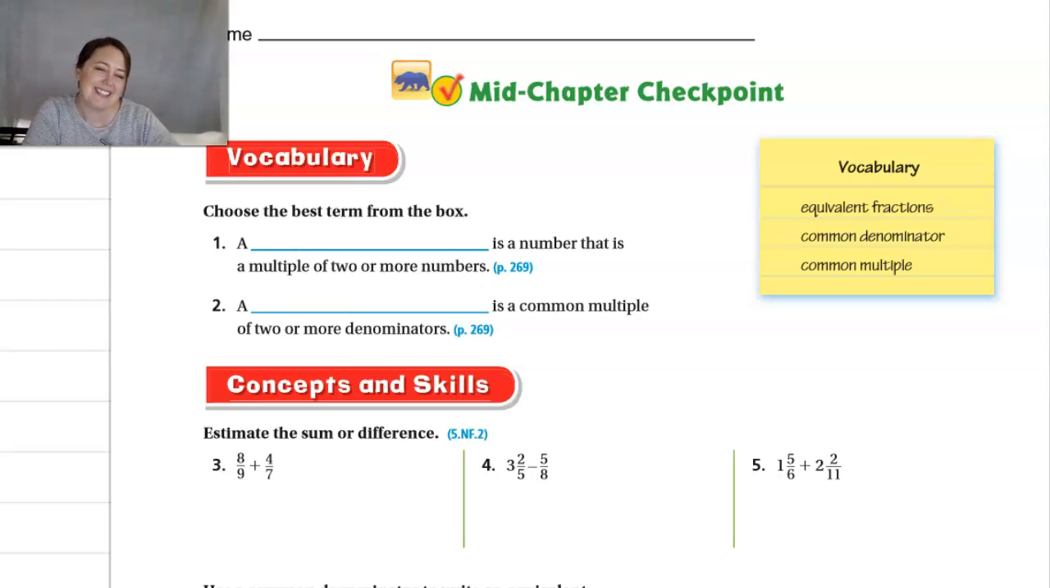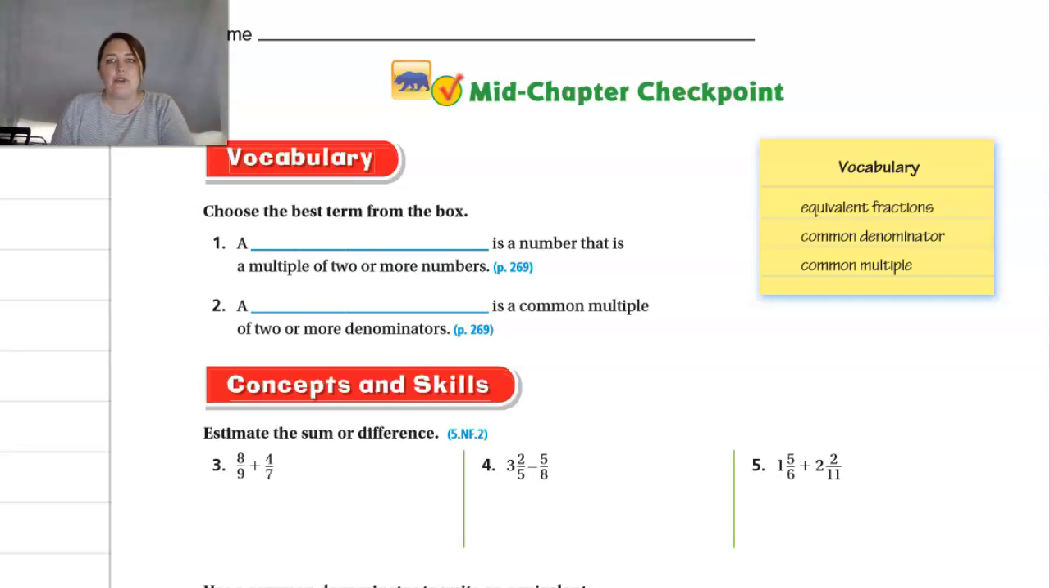Hello, my fifth graders. All right, today we're going to be working on the mid-chapter checkpoint. In this checkpoint, we're going to be doing, I want to say, like 18 problems. Some of them are estimating, some of them are finding those equivalent common denominators, all of those types of things. So let's go ahead and get started.